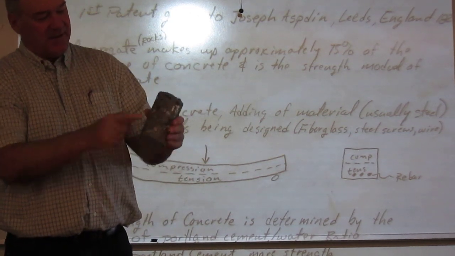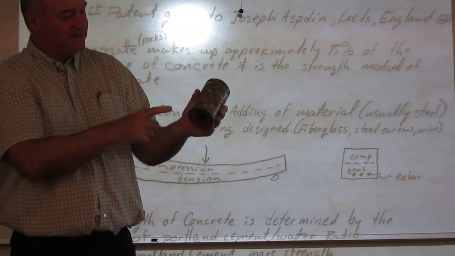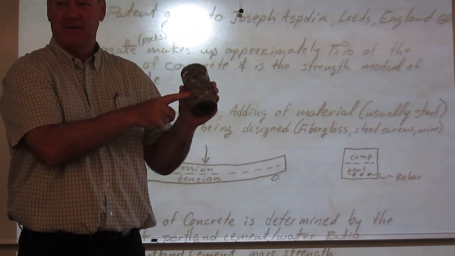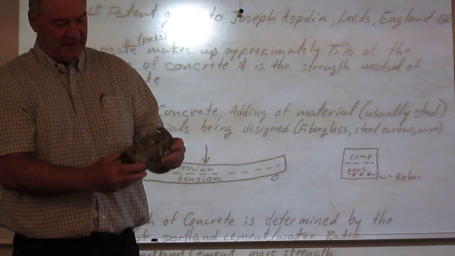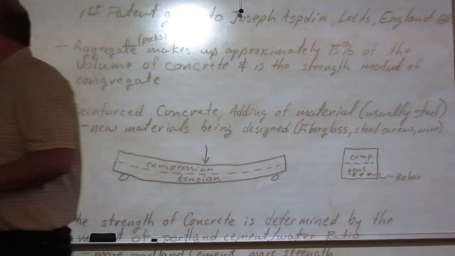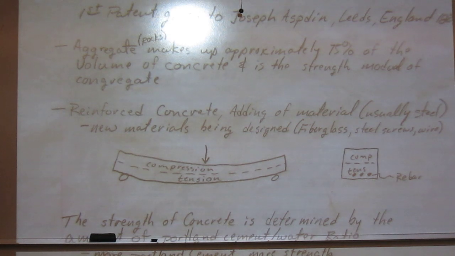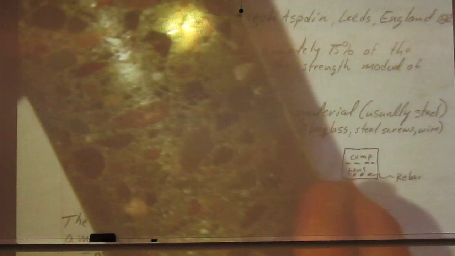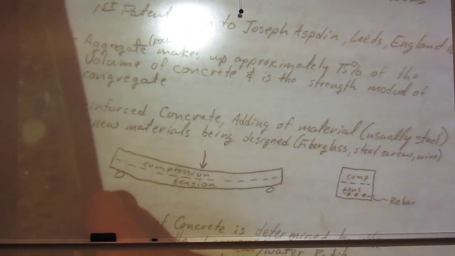You'll see the aggregate in here, and you'll also see the cement, which is the grayer stuff. If you look closely and get it in the light, you're going to see a couple of shiny areas. Let me see if I can put them on here. It's got a little bit of welded wire mesh in it, and it's in the top part.